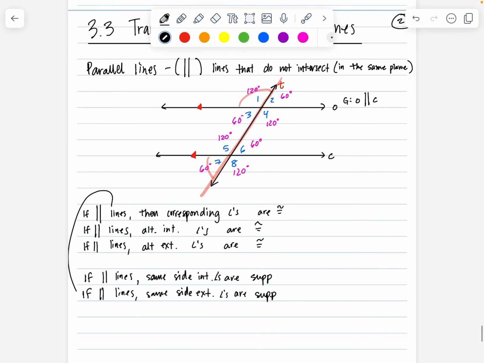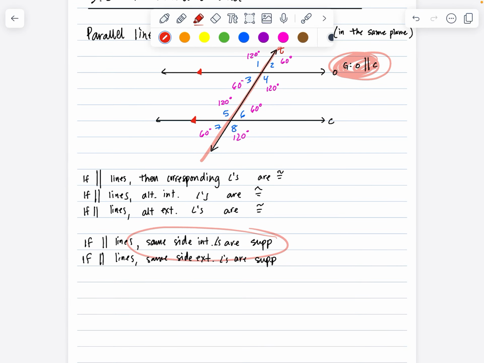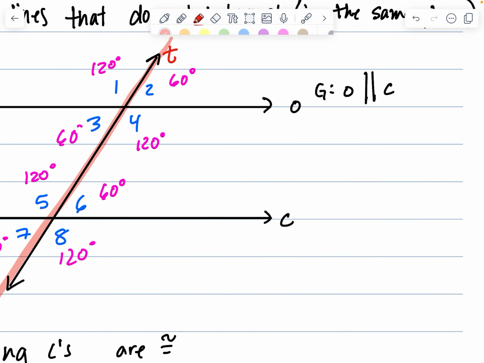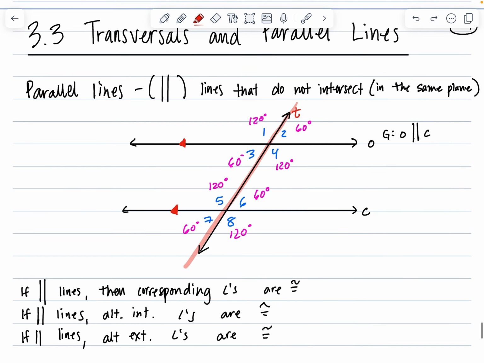Now, all of this hinges on the fact that these are parallel lines first. If we don't have parallel lines, then we cannot assume they are congruent. It's the moment we have this given statement that we can assume that corresponding angles are congruent, or alternate interior angles are congruent, okay? Or same side interior angles are supplementary. But this has to be stated first. We have to know that these are parallel before we could conclude supplementary or congruent, depending on the angle pair relationship.